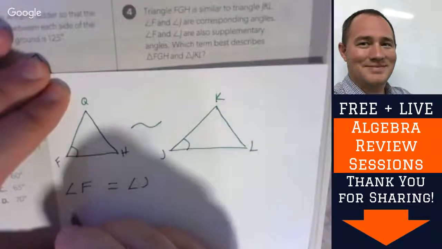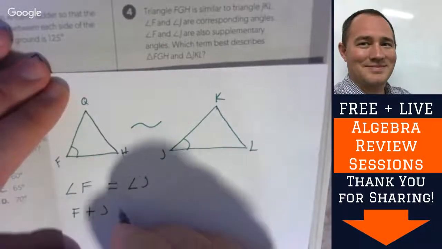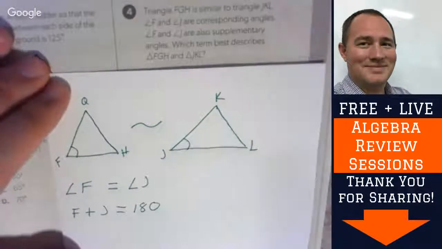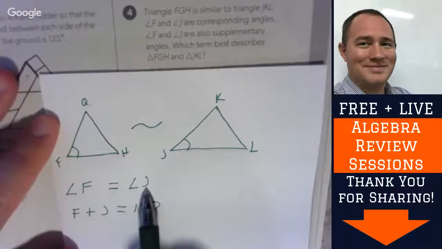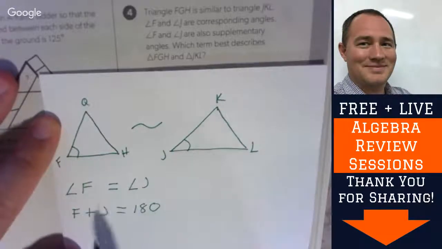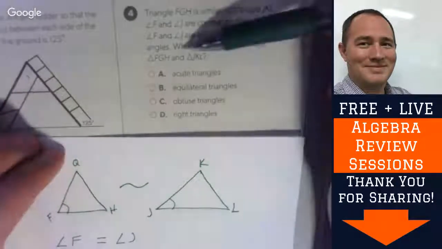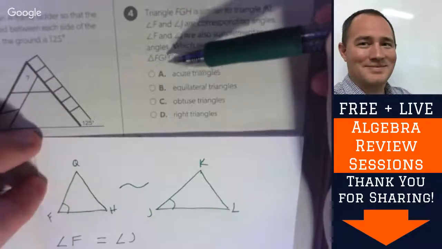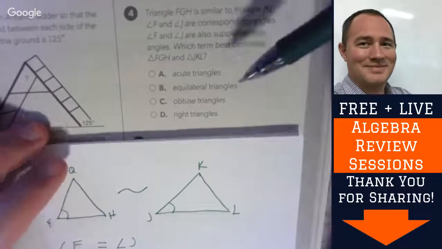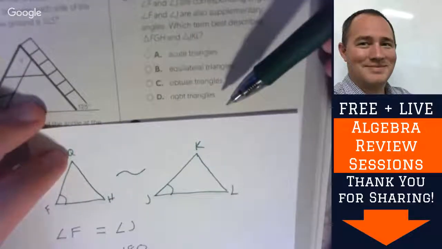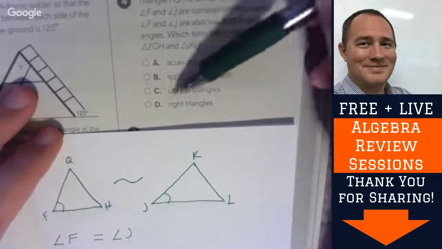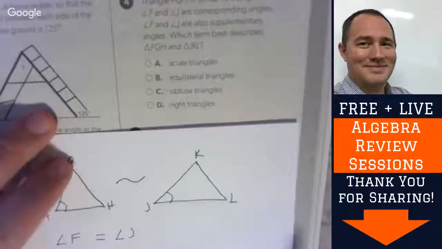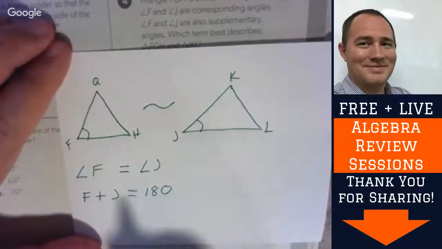If they're supplementary, then we're saying that F plus J equals 180. So what logic would work where if F and J are equal and they both add up to 180, then what is the measure? It's asking which term best describes triangle FGH and JKL. So this is one where we have to think a little bit about it, because we have to figure out what that angle is before we can start to apply our definitions and understanding of what acute, equilateral, obtuse, or right triangles are. So let's figure out what F and J are.